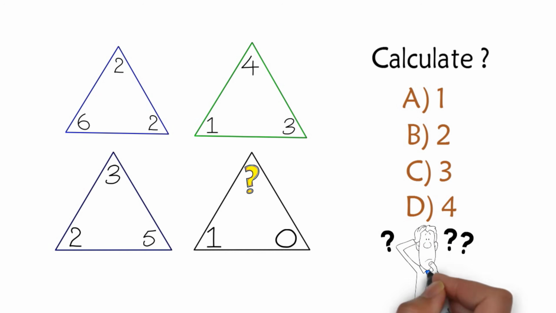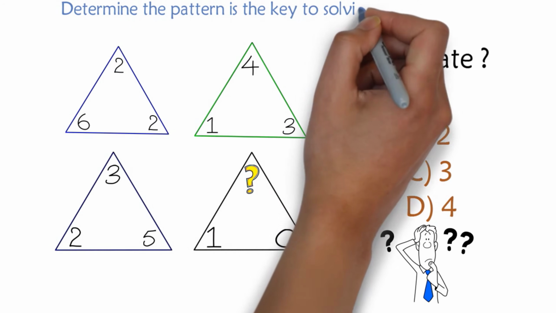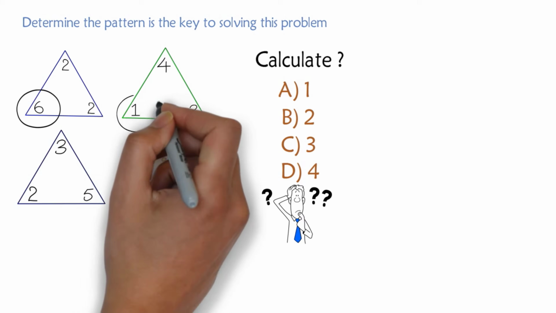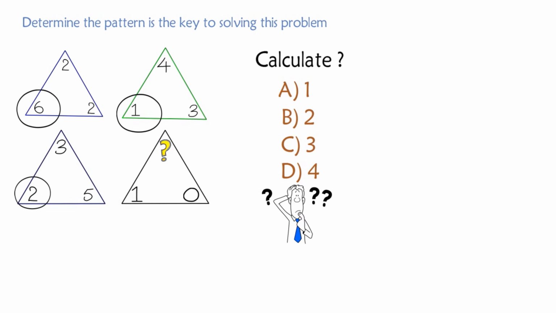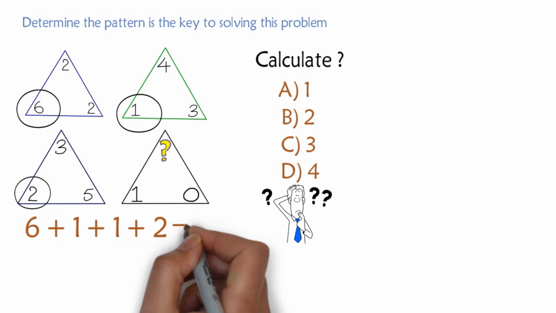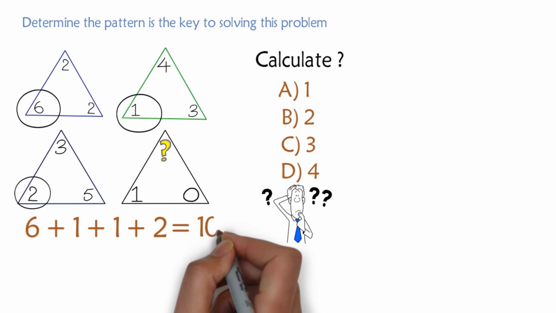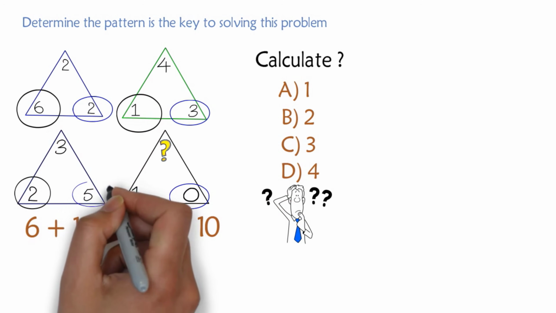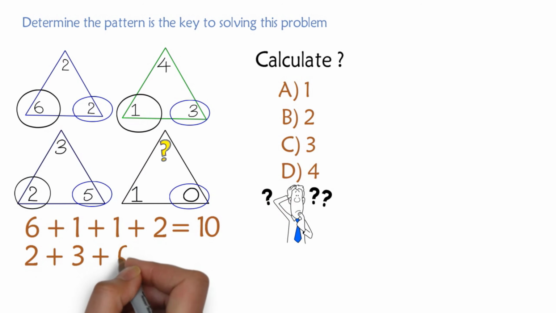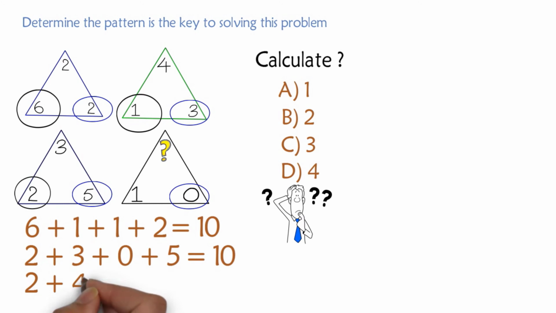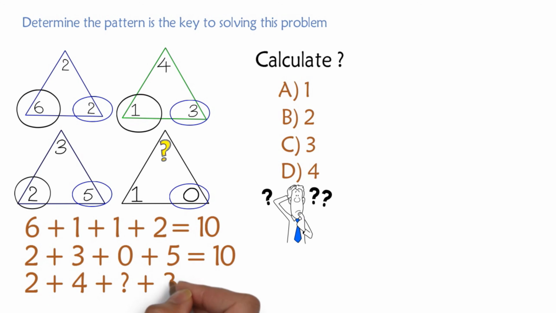Let's continue to see how we can solve this challenge together. Determining the pattern is the key to solving this challenge. For example, if you add up the numbers in the lower left corners, 6 plus 1 plus 1 plus 2 in all triangles, you will get to the sum of 10. Same thing happens when you add up the numbers in the bottom right corners of the same triangles. 2 plus 3 plus 0 plus 5 also equals 10. So the same logic can be applied to the upper right corners of the triangles.